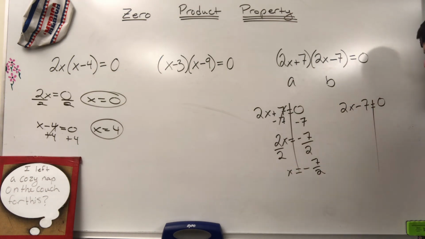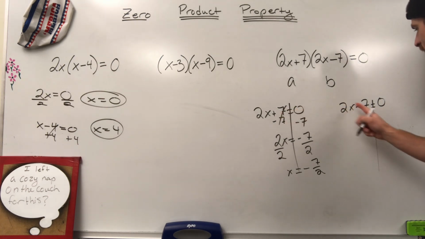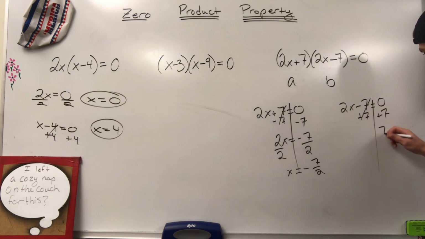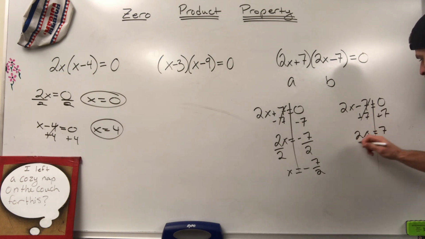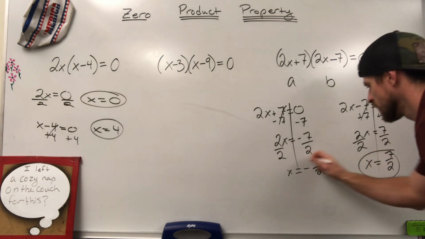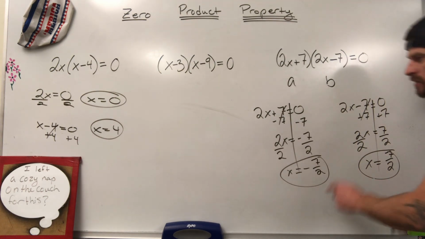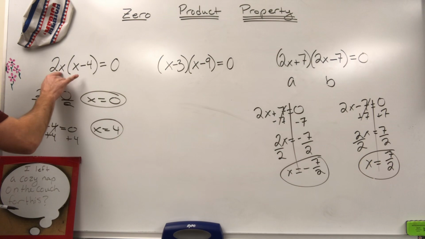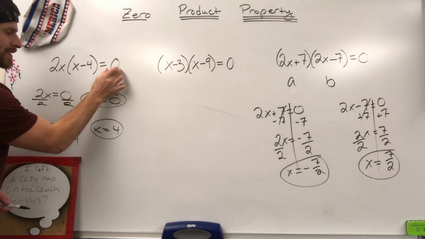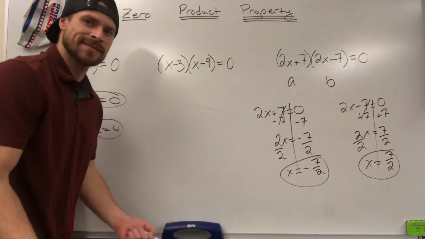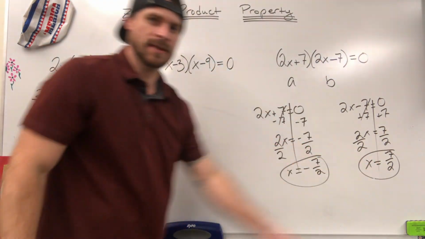And you might notice something over here, right? Just because this is plus and this is minus, all that's going to change is here I'm going to have a positive 7. So when I go to divide by 2, x is going to be positive 7/2. What we call these are our roots. So in this case, our roots would be 0 and 4. Those are our two possible values of x that could create a 0 as a product. Over here, our two values for x would be a negative 7/2 or a positive 7/2.